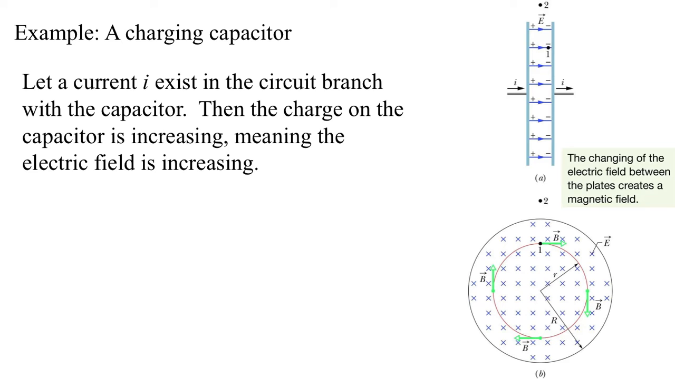For instance, consider a charging capacitor. So a capacitor that has some charge, but we're putting more charge on it. There must be a current I that exists in the circuit branch with the capacitor, and it's delivering charge to the capacitor, which means the electric field is increasing. So we have a flux, and what the Maxwell law of induction tells us is that flux, which in this case they've decided to draw into the board, if we integrate around that, and we integrate in this sense because of the right-hand rule, we get a magnetic field, so there's a circulating magnetic field around these changing electric field lines.